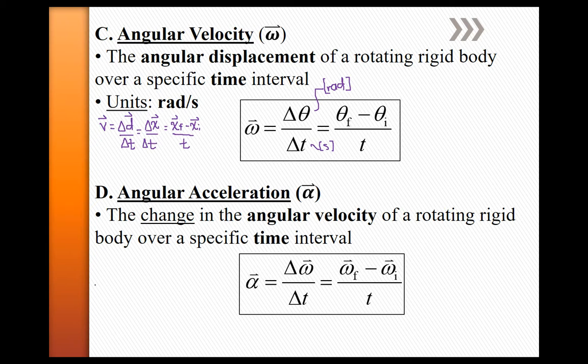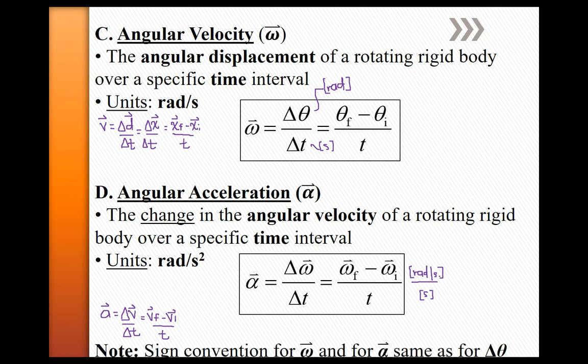Again, we have this perfect analogy equation for comparing rotational to linear motion. For linear motion, acceleration is defined as the rate at which your velocity changes, so delta v over delta t. Delta v can be expanded to vf minus vi, divided by t. So instead of linear acceleration, we have angular acceleration alpha. Instead of linear velocity, we have angular velocity, which is omega. And the units here would be radians per second squared. That's because the numerator would have units of radians per second for angular velocity. Divide that by another time unit, and it would give you radians per second squared. And the sign convention for omega and alpha is the same as for delta theta, which just means that if it's in the counterclockwise direction, it's positive, and if it's in the clockwise direction, it is going to be negative.